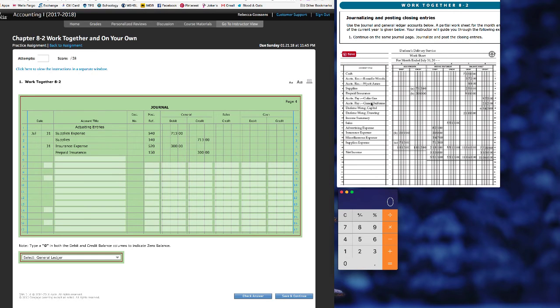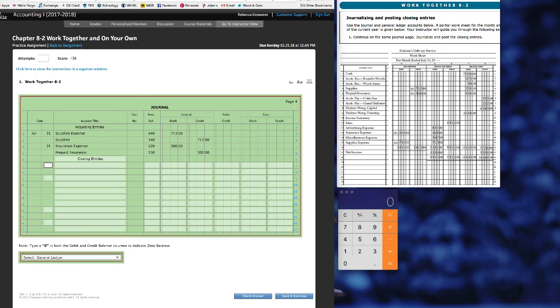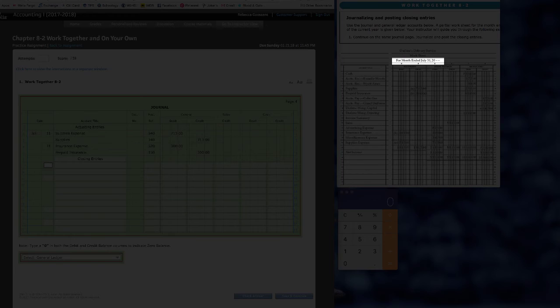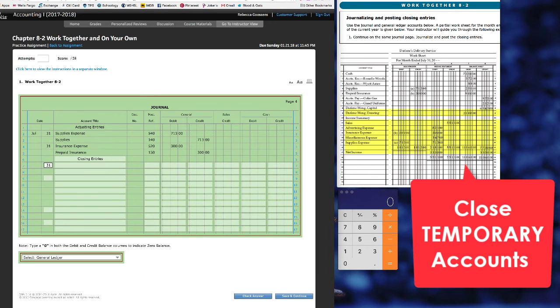On our 8-2 working together, make sure you have up your instructions because you're going to need to look at that worksheet. The first thing we have to do is say on the journal what we're doing, and we are doing the closing entries. So we're going to write closing entries. We are using the month ended July 31st, so we can go in and fill out the 31st. Remember, we only close our temporary accounts because they're temporarily there. Those accounts are everything underneath that income summary, and then the really wonky one, our drawing account.